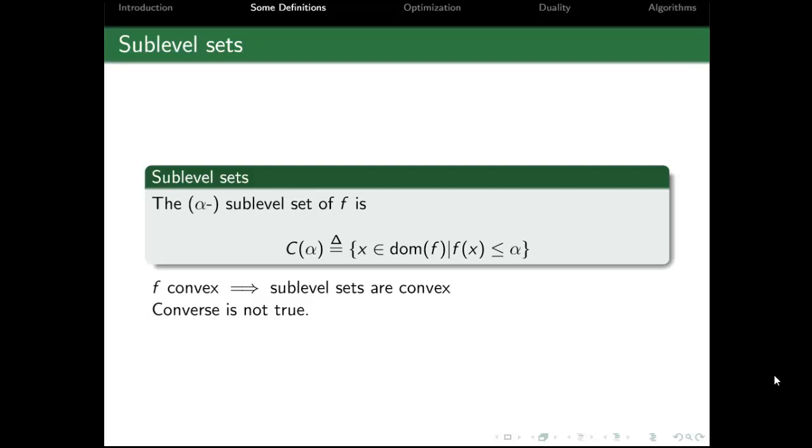Now let us look at what sublevel sets of a function are. An alpha sublevel set of a function f is the set of all points x which belong to the domain of f such that the value of the function at these points is less than or equal to alpha. There is one important property that if the function is convex, the sublevel sets of this function are also convex. It's important to note that the converse is not true.